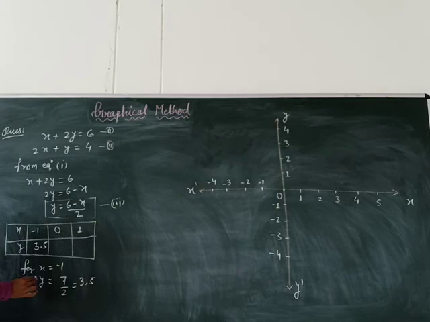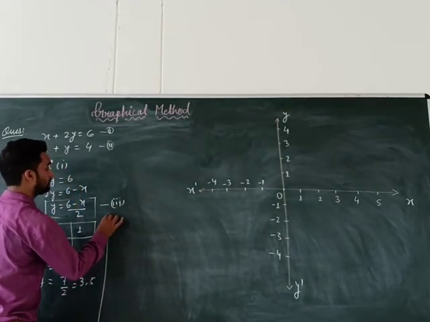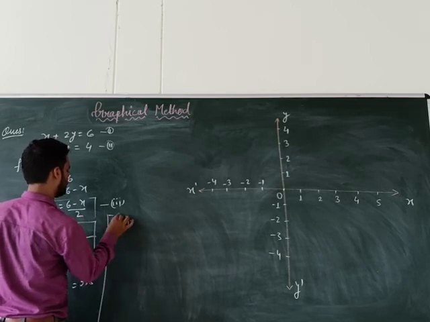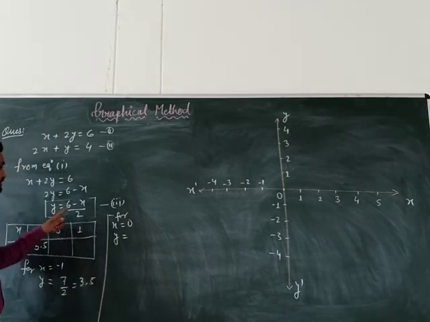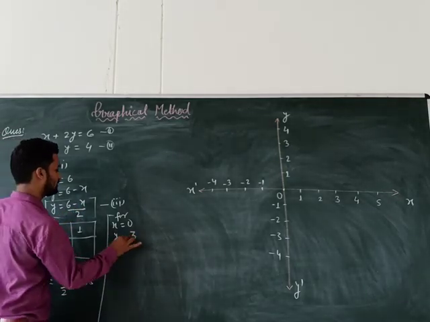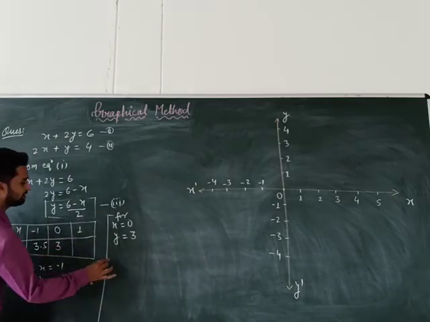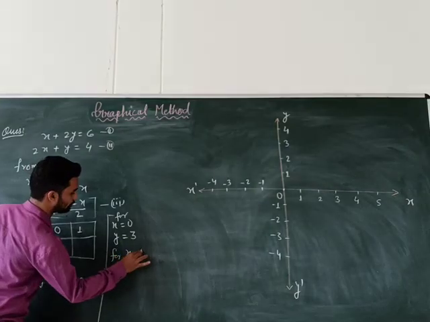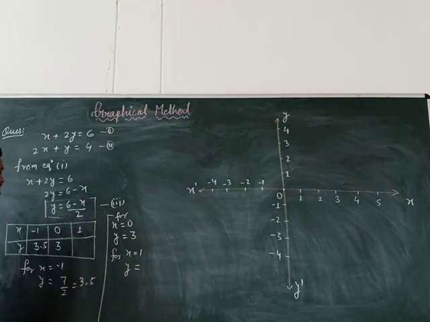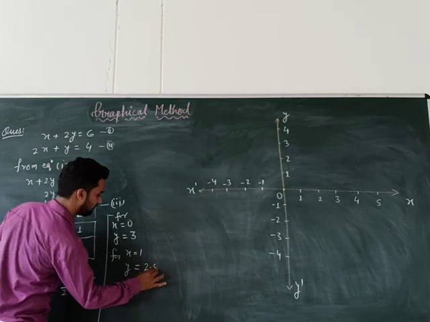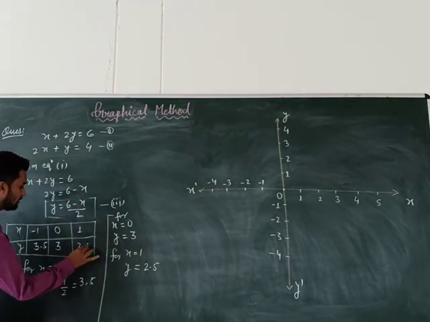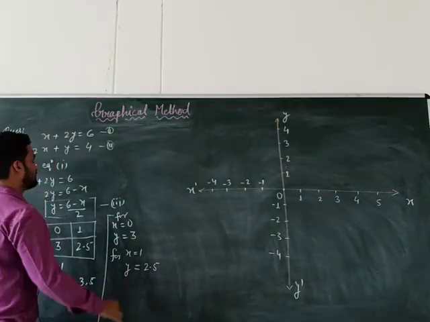Now for x equal to 0, I am writing it here. For x equal to 0, y will be, look at here, 6 minus 0 will be 6. So 6 divided by 2 is what? 3. And for x equal to 1, y will be, you can see, 6 minus 1, 5, 5 by 2, that will be 2.5. This is the first equation case.